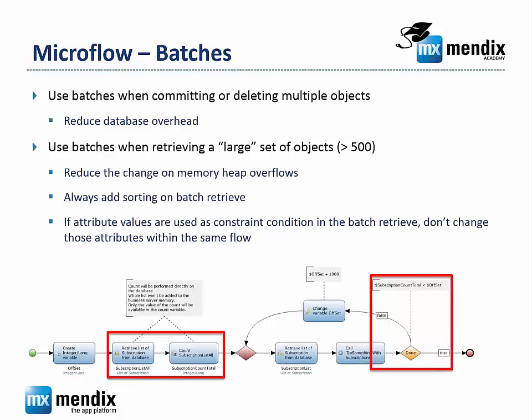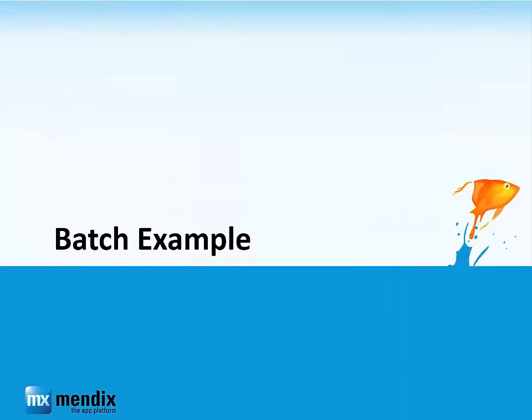Batches. So if you're dealing with large data sets, let's say larger than 500, you want to reduce the change on memory heap on the process, and you always want to sort on a batch retrieve. The reason why you're sorting is because you want to know what you're retrieving and at what time. If you don't sort, then it could be a very random retrieval. And the other thing is, if you're using any values as a constraint condition on the batch retrieve, you want to make sure that you don't change those batches within the same microflow. Otherwise, it's not going to be clear what you're doing.